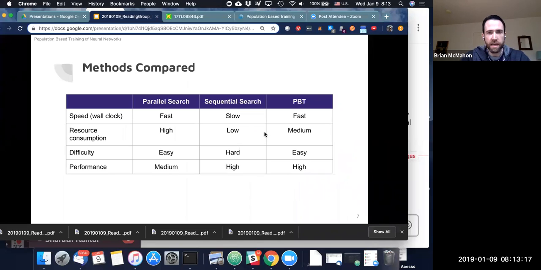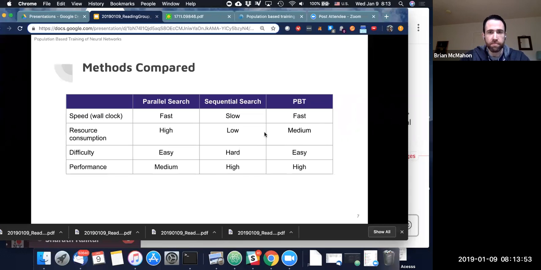So just a recap of the comparison of these methods. We can see here that population-based training is as fast as parallel search, in that in terms of wall clock time you're only actually training a single model from start to finish, because you're doing a lot of parallel work. It consumes no more resources than parallel search, and the resources are actually directed towards the more promising models.